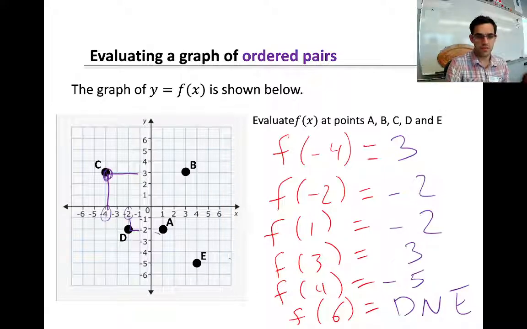F of 6, there is no dot above or below the x value of 6. So that's not in our domain, and that means that f of 6 is not defined. So our answer is does not exist, DNE.